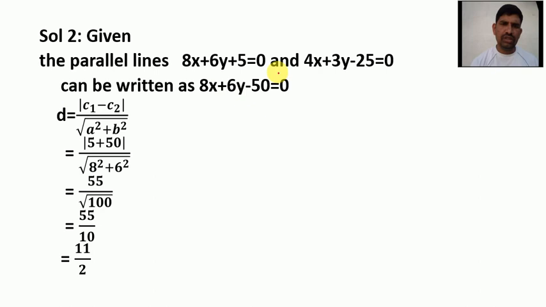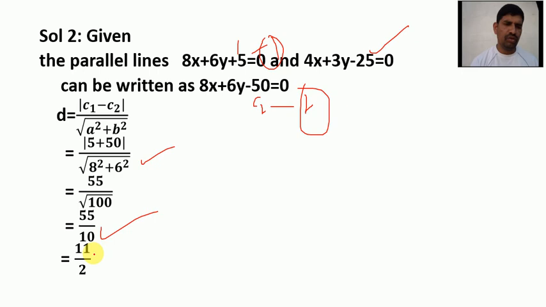See, students, for equation number 2 we are multiplying by 2, and finally we got 8x, the next one is 6y, and 50. Now this is equation number 1 and this is equation number 2. What is c1 in this? That is 5. And what is c2? That is minus 50. Substitute in this: a is 8 and b is 6. Finally 55 by root 100, and root 100 is 10. So by doing the cancellation with 5, you will get 11 by 2.